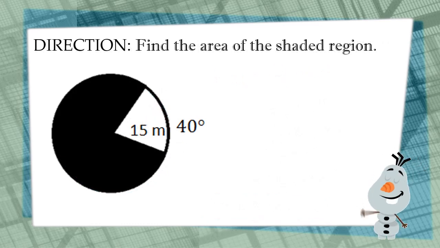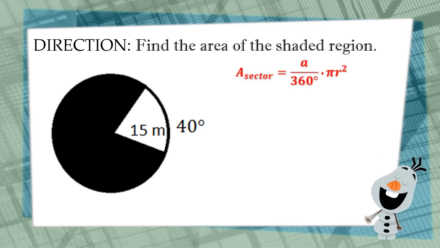So we have here, find the area of the shaded region. As you can see here in our illustration, the shaded region is considered the major sector of the given circle. Now, do not get confused because we are going to use the same formula that we've used before. But before we proceed to that, let us analyze first the given data.